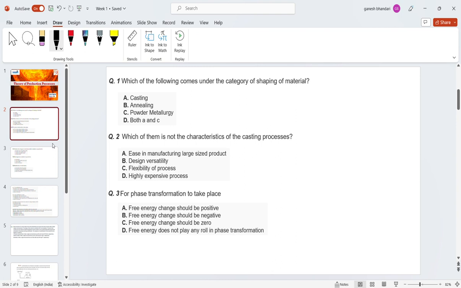Now we move to the next question: for a phase transformation to take place, should the free energy change be positive, negative, zero, or does free energy not play any role in the phase transformation? This is a comparatively easy one. If you have any comments, you may tell me.